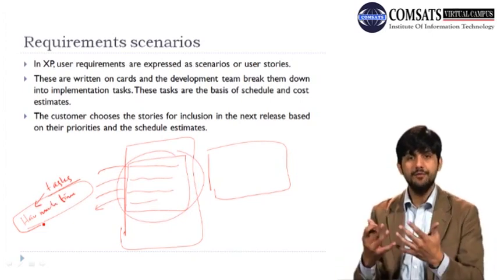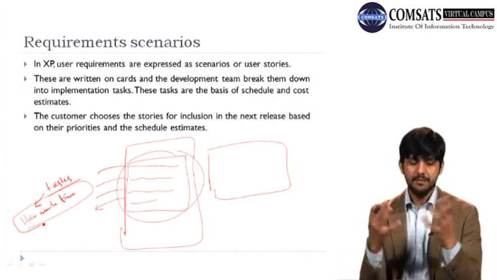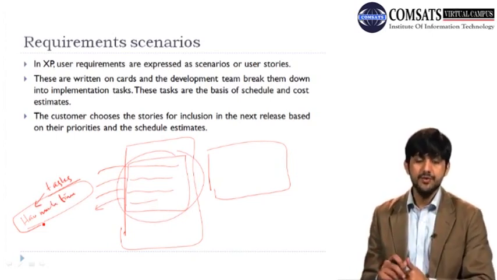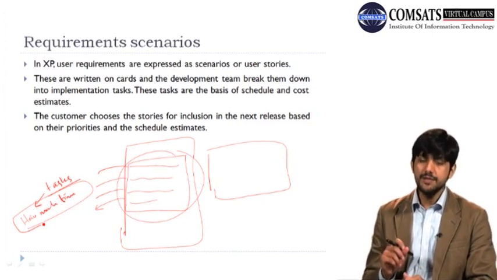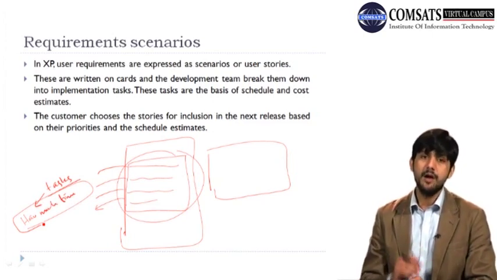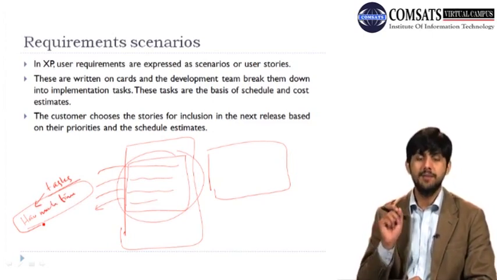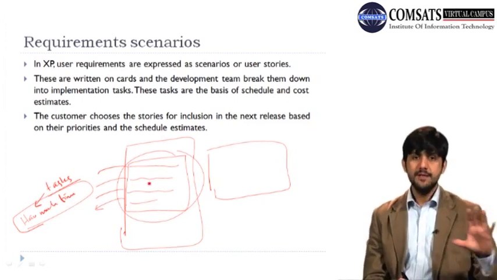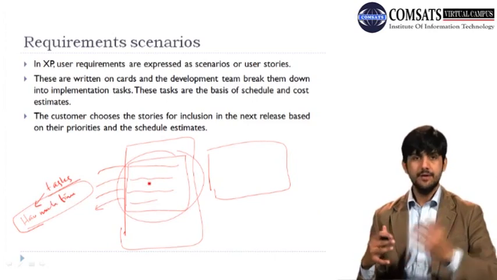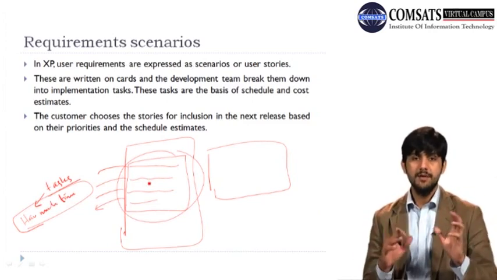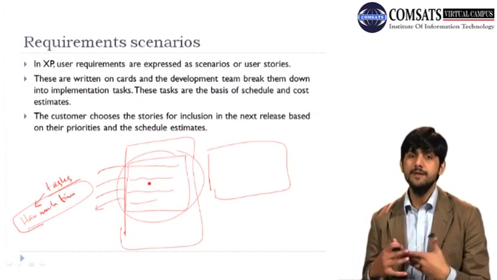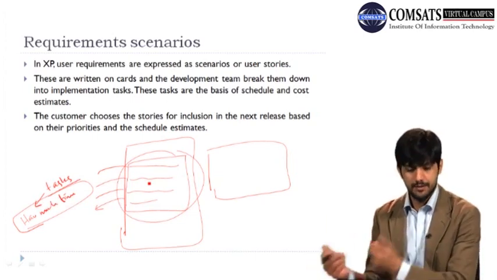So they are responsible for that, and that is how the whole dynamics of agile methodologies work. And then the customer chooses the stories for inclusion in the next release based on their priorities and schedule estimates. So what you're going to do is take all the user stories that you have elicited from the client. Elicitation is, let's assume, the same. The difference is in roles, who is going to elicit. As we said, developers are now directly in communication with the customer.